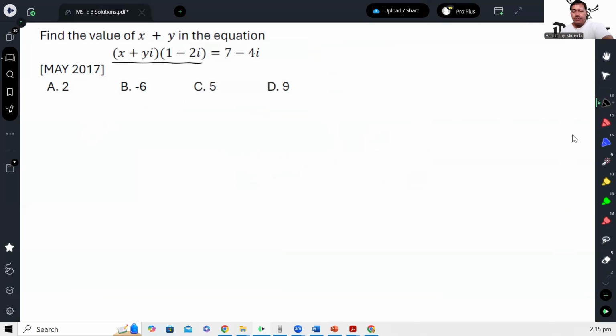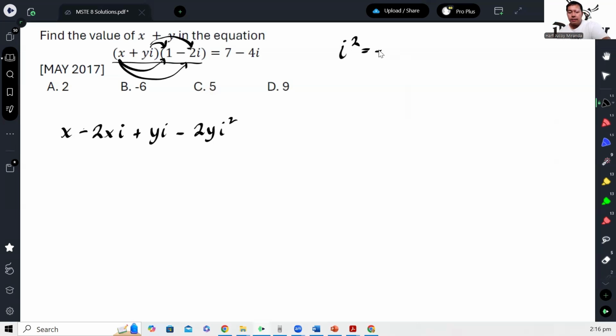So, 1 times x is x. Tapos, x times negative 2, so negative 2xi. And then, ito naman, plus yi, and then, negative 2yi squared. No? Pero di ba ang i squared ay negative 1? Kasi ang i is square root of negative 1. Pag in-square mo, negative 1.